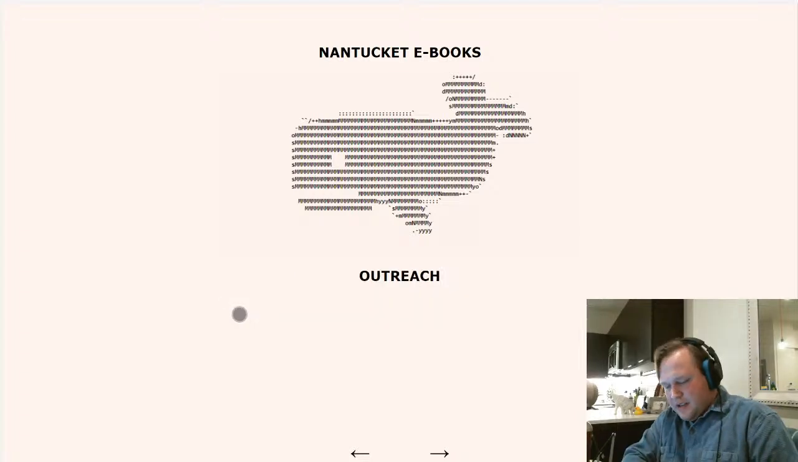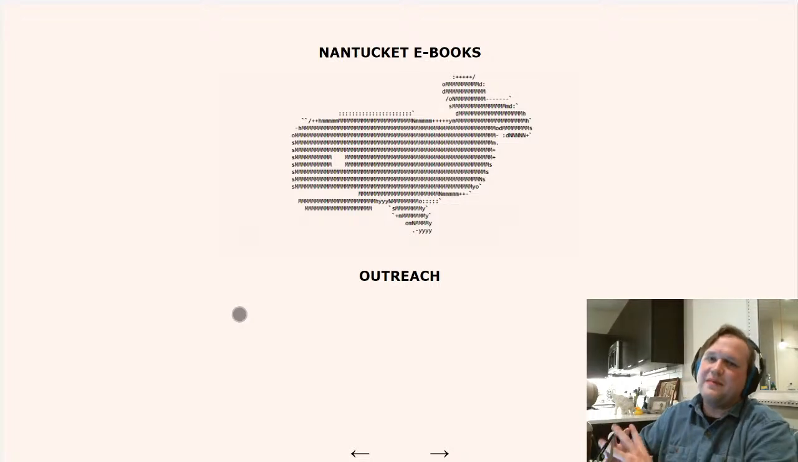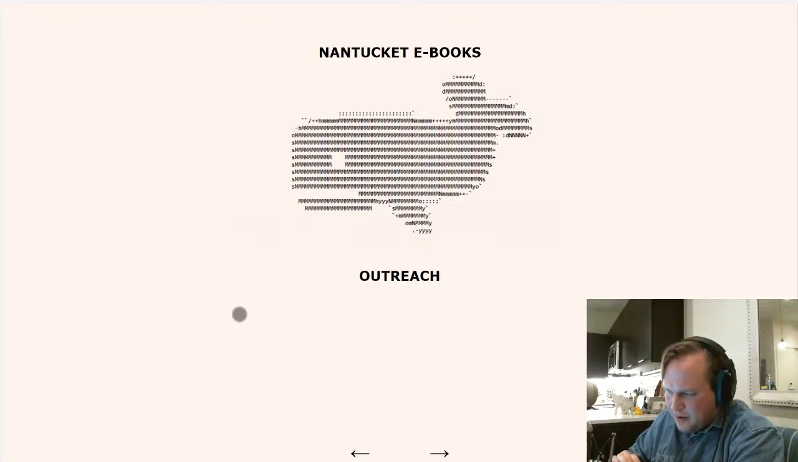So the last thing I want to talk about is outreach. Something that I definitely want for the site is for more people to be using Nantucket ebooks. And I know that's something that, to bring in people to come to the site, that ought to be my top priority. And so I wanted to share a little bit about some of my plans to do that.